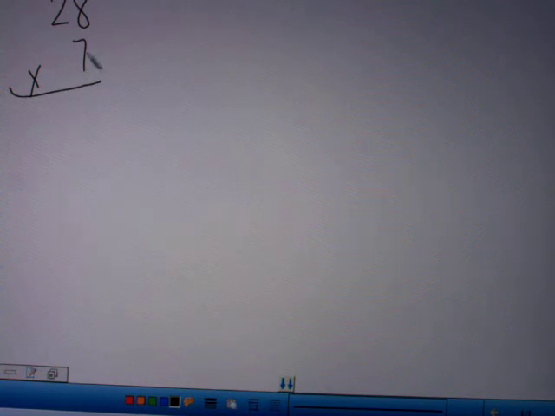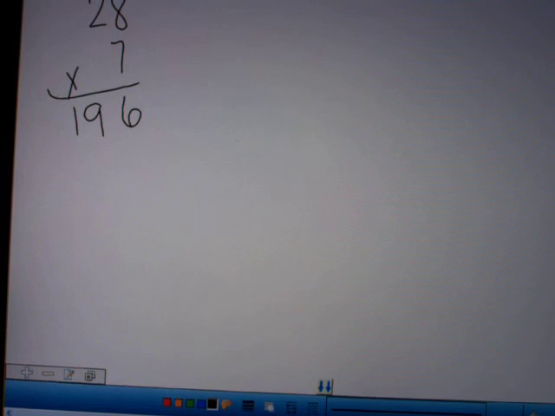When we do this multiplication algorithm, we first multiply the ones, which gives us 8 times 7 is 56. I'm going to keep my 6 in the ones place, but my 50, I'm going to move into my tens place. Now I'm going to multiply my 7 times the tens. So 7 times 2 is 14, plus 5 is 19. So I have 19 groups of tens, which when I put that all together gives me 196. That means she studied about 196 pages in a week.